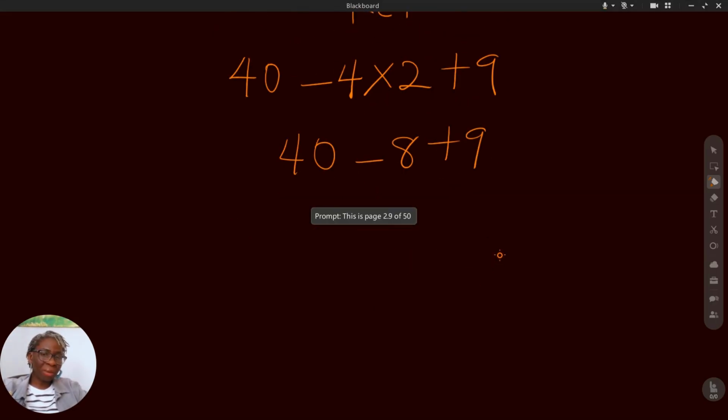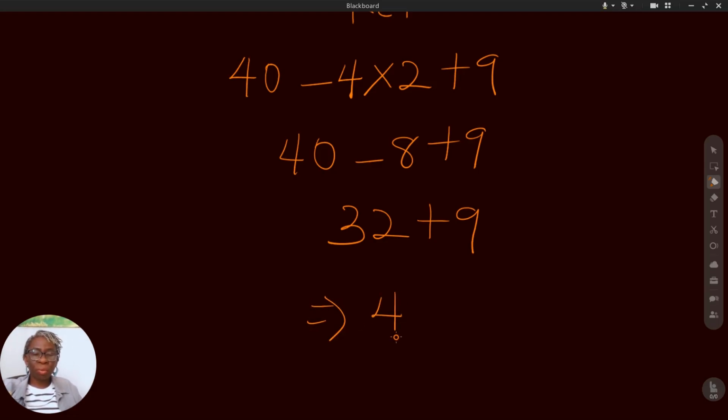Then we solve from left to right again. 40 minus 8 gives 32, and then 32 plus 9 will be 41. So this is the final answer.